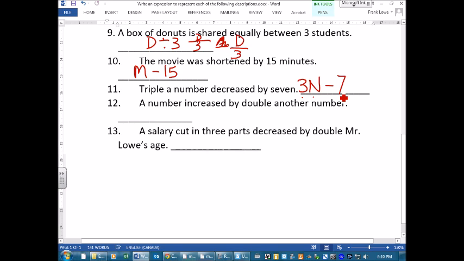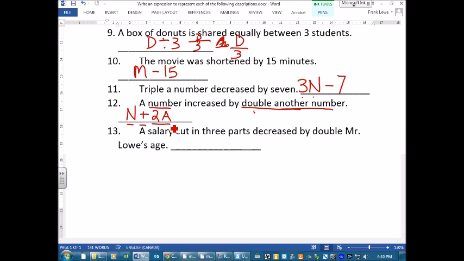Okay. A number increased by double another number. So we do know that a number, which is unknown, is being increased by double another number. So we're doubling it. You've done that before. And it's a different number, so we have to have a different variable. Okay, so let's put A for another number. And how do you double something? You multiply it by 2. So a number increased by double another number. Okay, and then 13, last one.